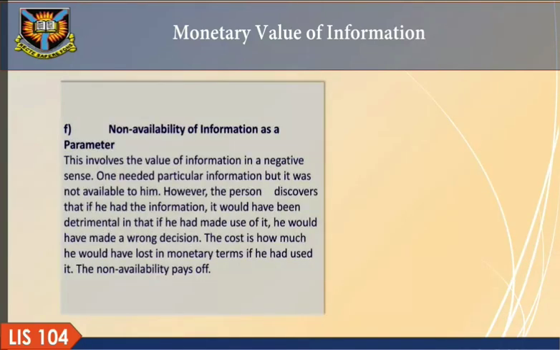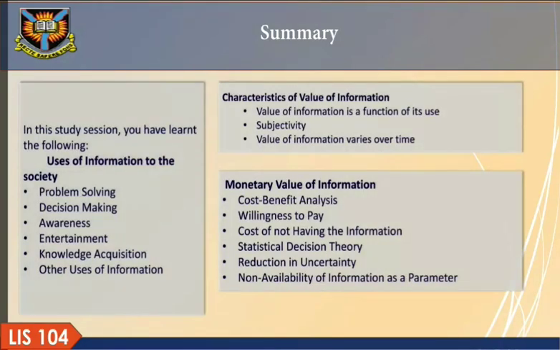F. Non-availability of information as a parameter. This involves the value of information in a negative sense. One needed particular information, but it was not available to him. However, the person discovers that if he had the information, it would have been detrimental in that if he had made use of it, he would have made a wrong decision. The cost is how much he would have lost in monetary terms if he had used it. The non-availability pays off.